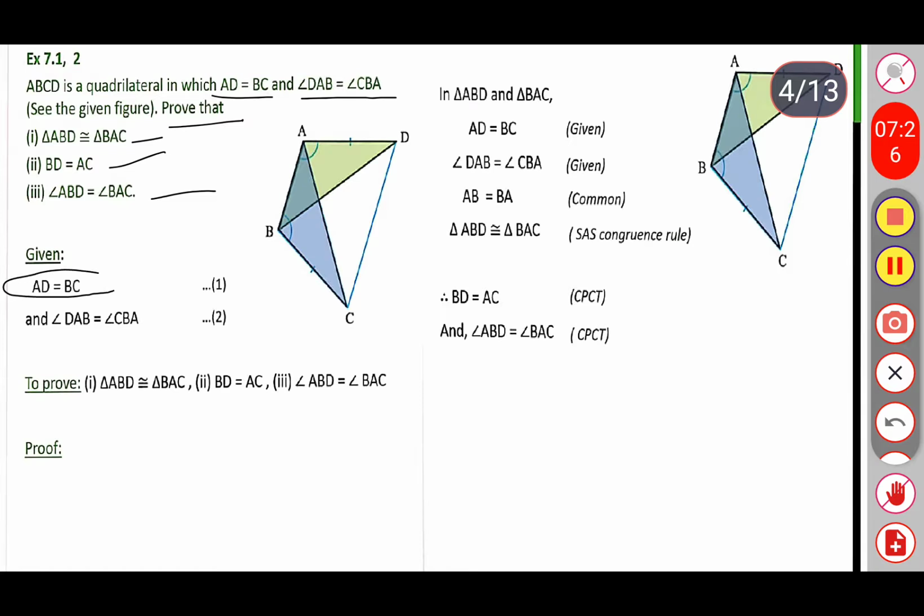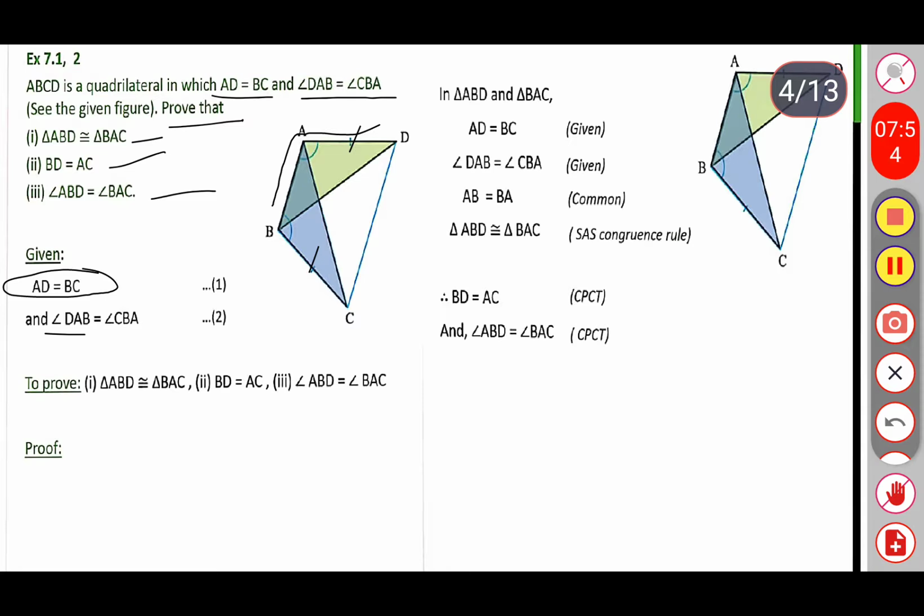AD is equal to BC. Here AD is equal to BC. Second one, angle DAB, this angle DAB is equal to angle CBA. So these two angles are equal. Okay, so these are the given data. With the help of these given data, you need to prove the three questions.